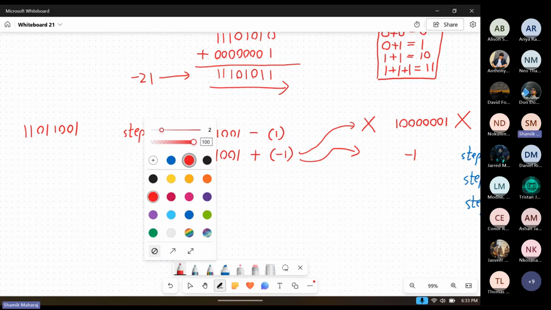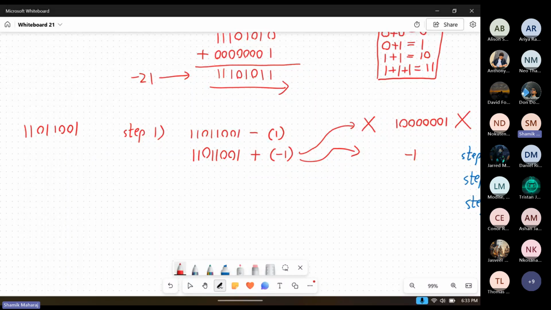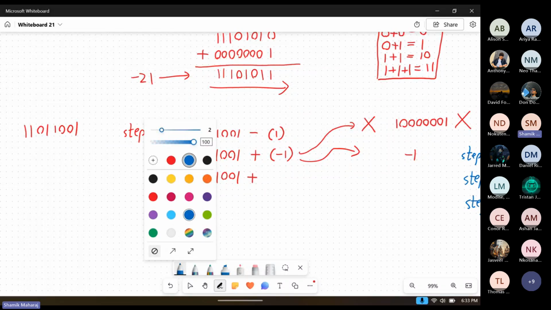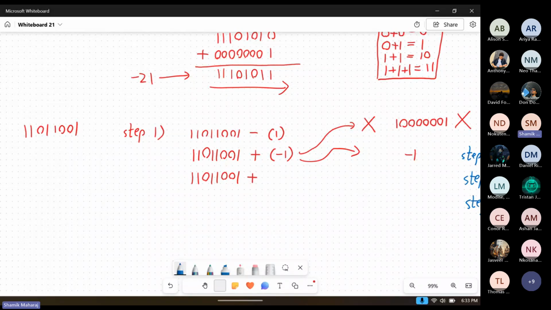Okay, so let me do it like this. This is our original number, 110110001. We now need to add to this the number we just worked out, which is -1. 1, 2, 3, 4, 5, 6, 7 is just 7 ones. Okay, so this we can do now. We can do this using the method of addition that we have learned. So I'll do this at the bottom here, 110110001. We're adding that to 1111111.